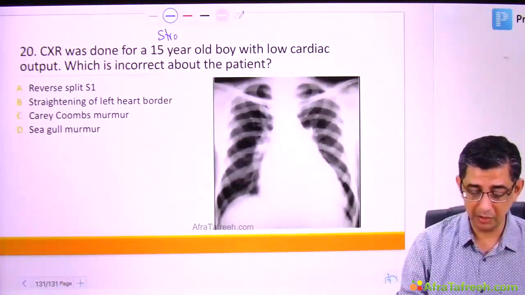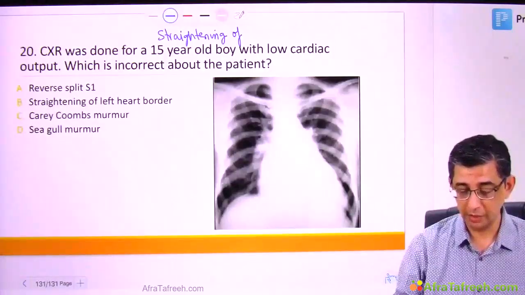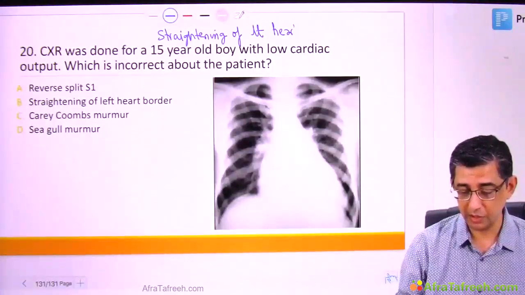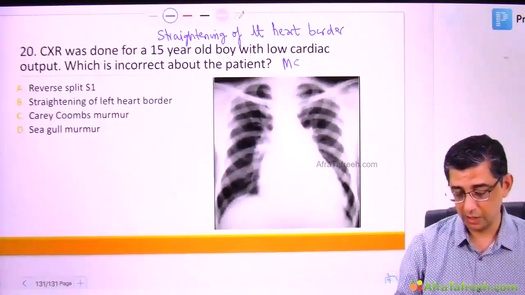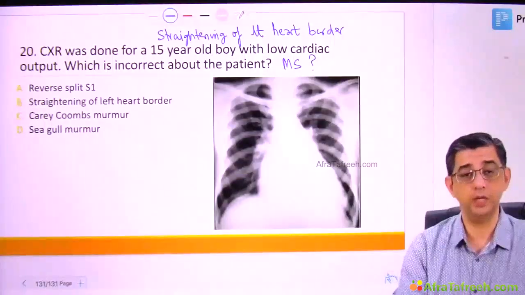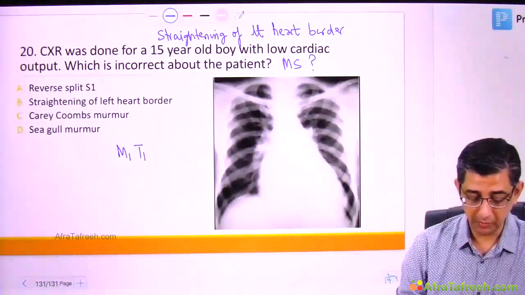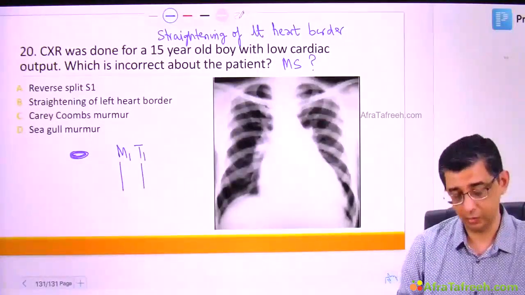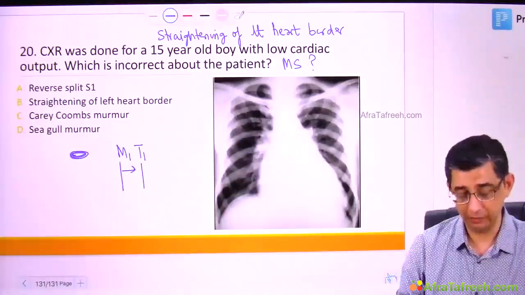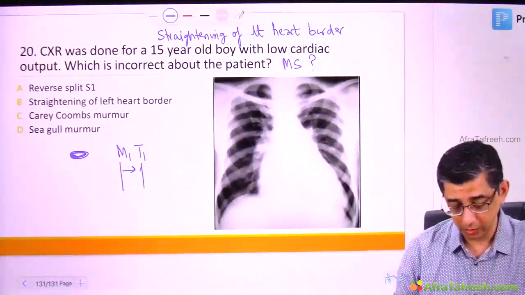The main keywords in MCQs are, one, the age of the patient, and second, the radiological finding. If it's a boy with straightening of the left heart border, the first thing that I will think of is the presence of mitral stenosis. And if I look at option number A, reverse split S1. In mitral stenosis, the orifice becomes relatively more narrow, so blood will take more time to go across this narrow area. So the mitral valve will close late. In fact, it might close so late that the mitral and tricuspid valves might close at the same time. So I'm going to call it single.